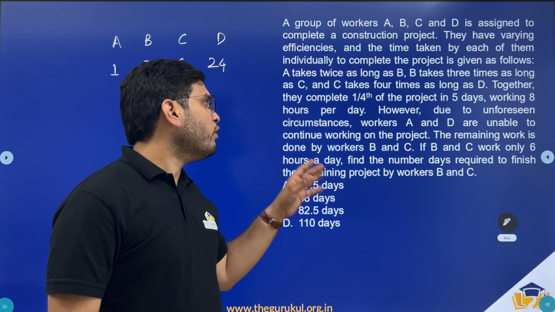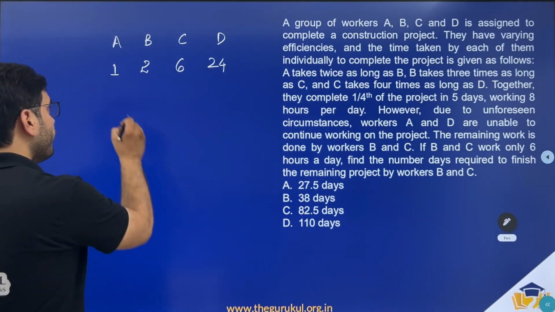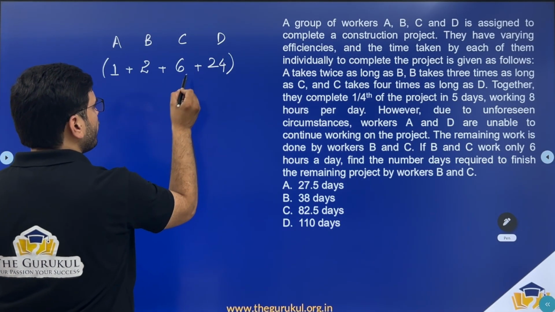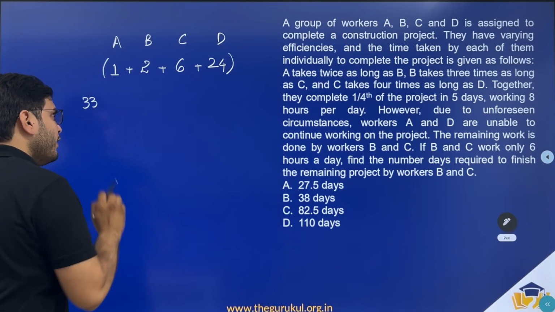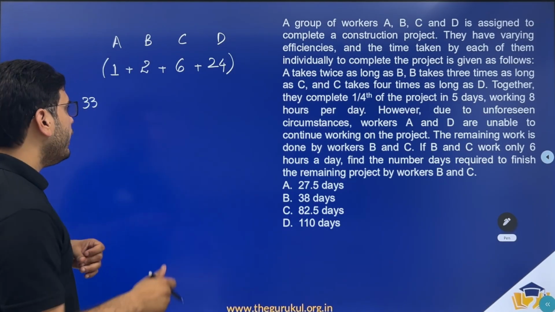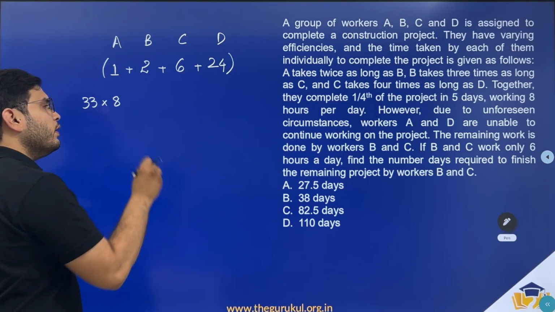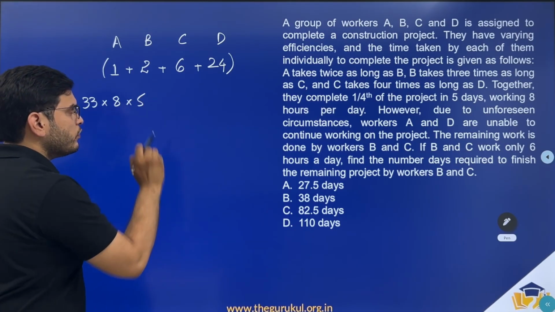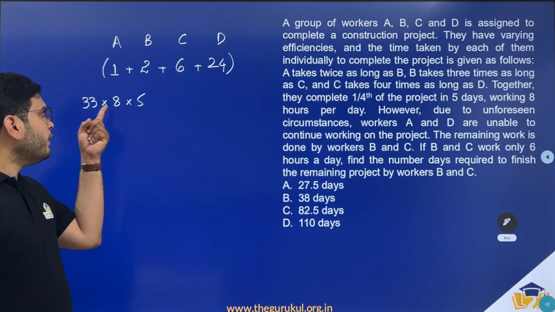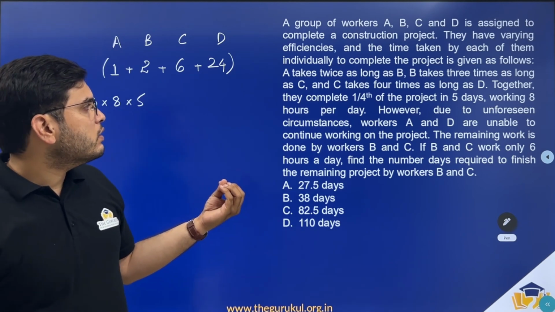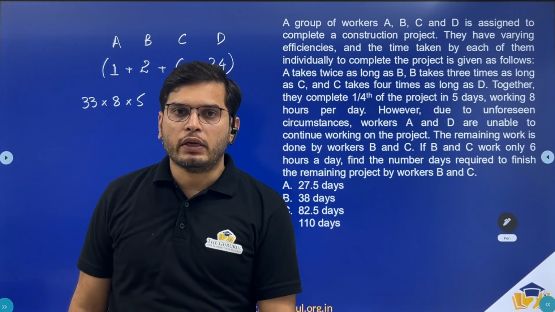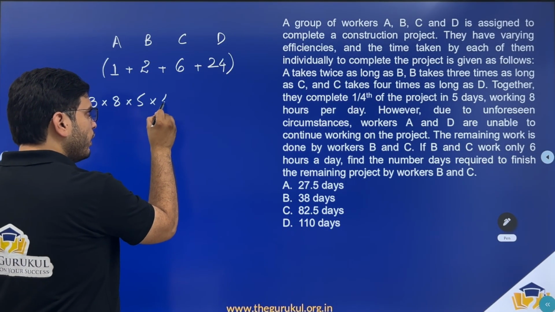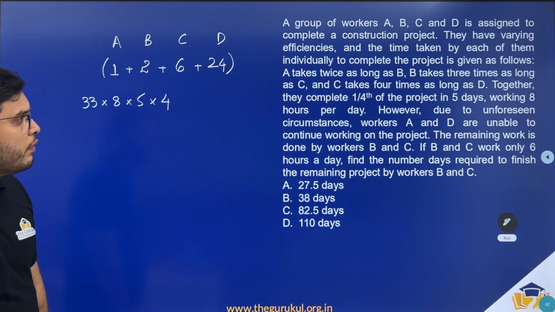Now together they complete 1/4 of the project in 5 days. So in 1 hour they'll be completing how many units of work? 3, 9 plus 24, 33. So 33 units of work in 1 hour. They are working for 8 hours per day. So in one day, they will be completing 33 into 8 units of work. They're working for 5 days. So in those 5 days, they'll be completing 33 into 8 into 5, which is equal to 1/4 of the total work done. Now, if this is 1/4 of the total work done, the total work would be into 4. Then what?